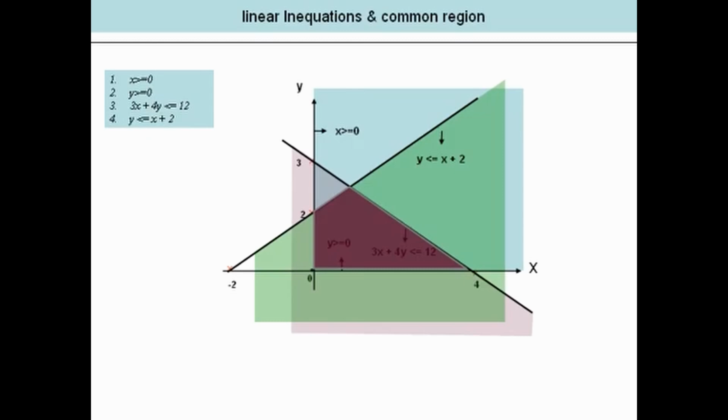So we now have 4 regions identified on this graph. If we note carefully, there is one particular area on this graph that is the common region for all 4 inequations. That's where all the different regions overlap, and that is identified here as our common region. Very important concept. We will be using this when we solve problems in linear programming.